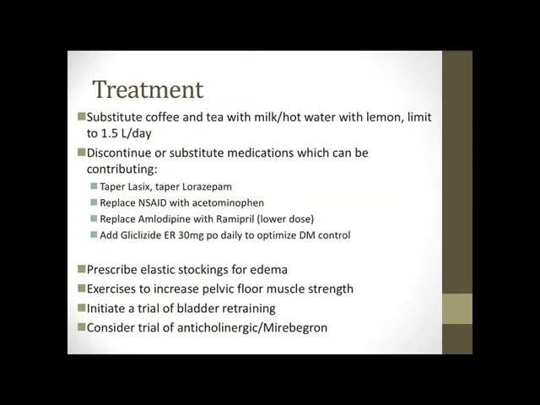So in terms of treatment, obviously, if incontinence is multifactorial, our treatments are also multifactorial. So asking her to do some of the non-pharmacological things. So substituting coffee and tea with maybe some milk or some hot water with lemon, and trying to stick at around 1.5 liters of fluid per day. So maybe we want to look at discontinuing or substituting some of her medications, which can be contributing to her incontinence. So trying to get her off the Lasix. In a lot of people with chronic venous insufficiency, Lasix doesn't work all that well anyway, so maybe we could at least cut it in half.